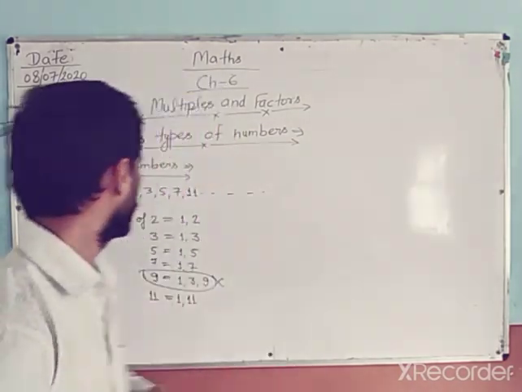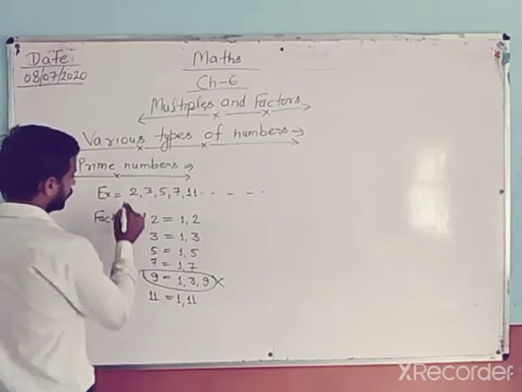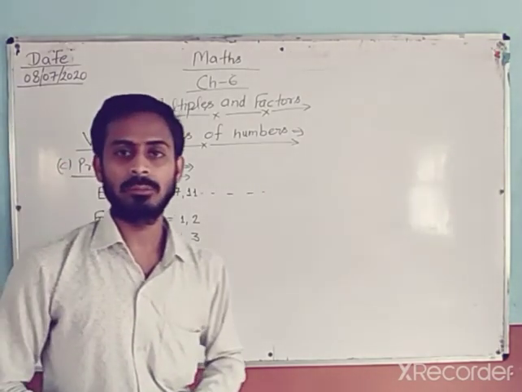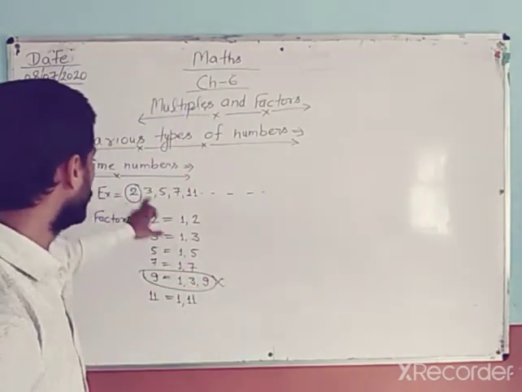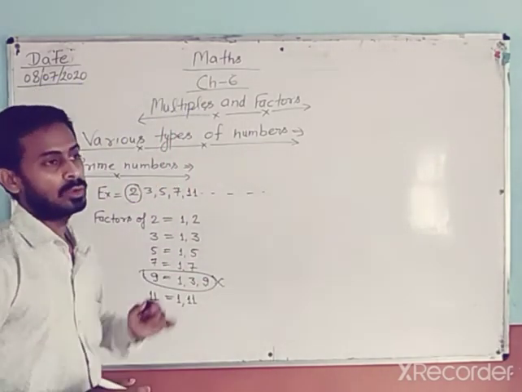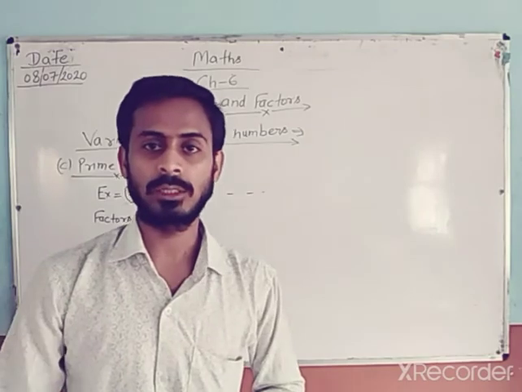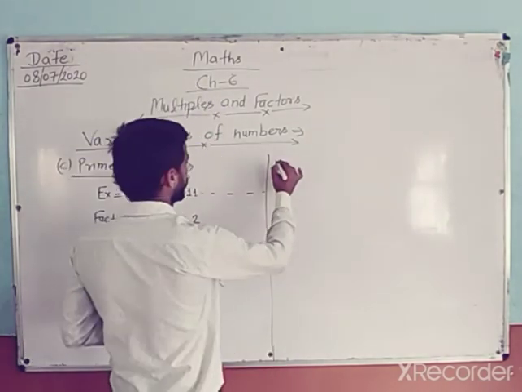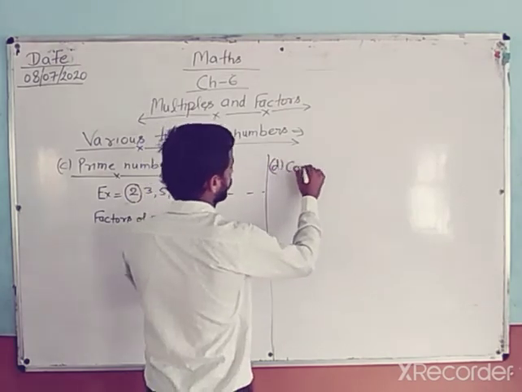Clear? Now there is one more thing. 2 is the only even prime number, and the lowest also. So the lowest even prime number is 2. After this, next, composite number.